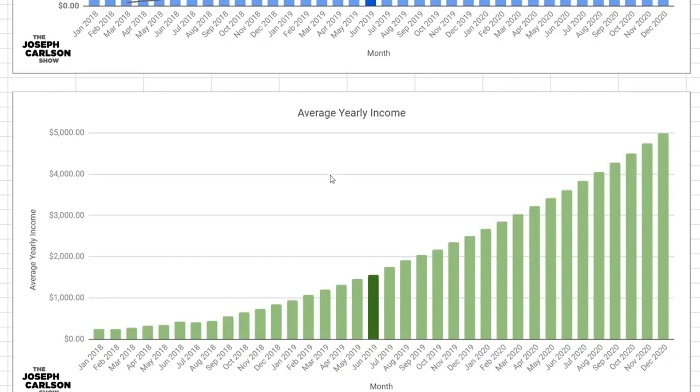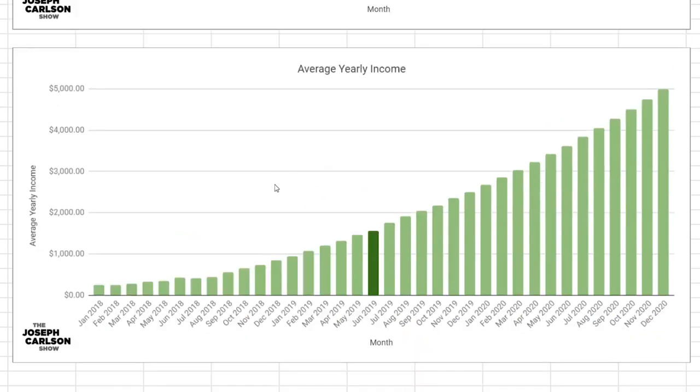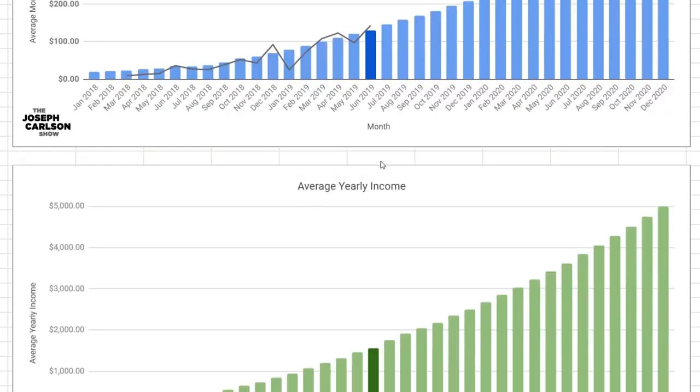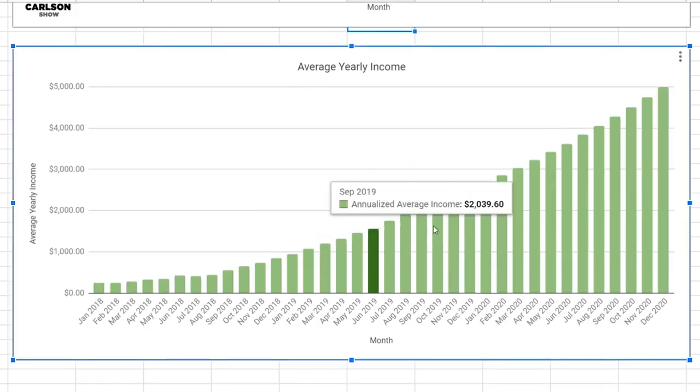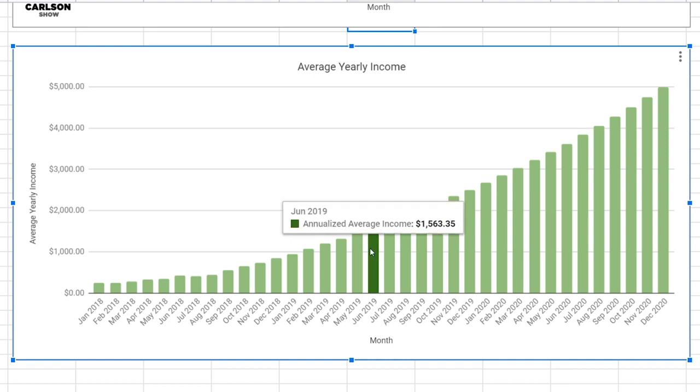And then there's one last graph, this green one down here. Really, this one's a really simple formula, super easy. All it is, the average monthly income times 12. It's just your average yearly income, just so you don't have to do the math in your head. I can see right now my annualized average income for the year is $1,563.